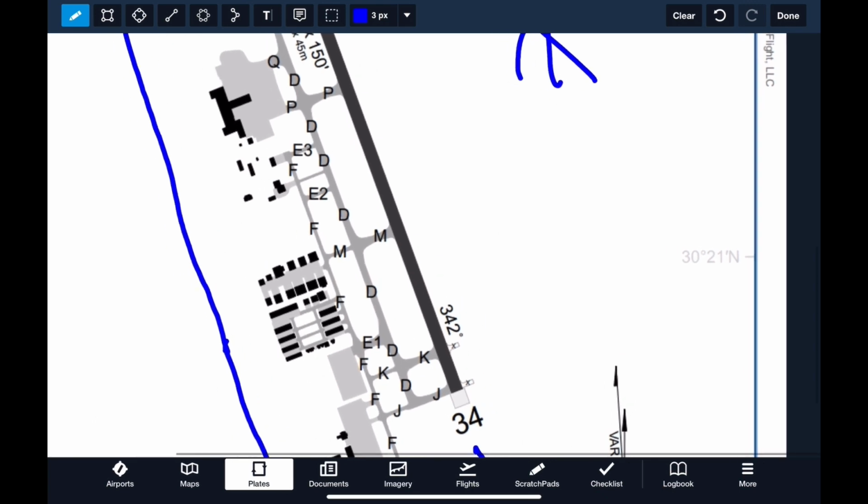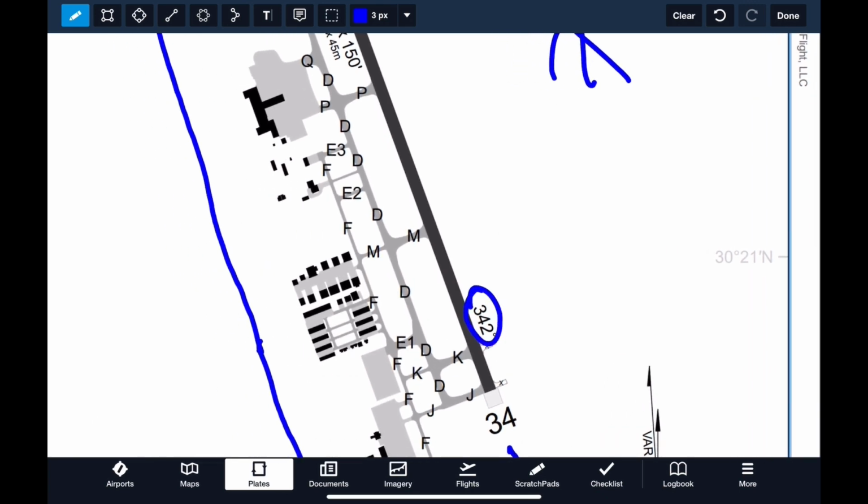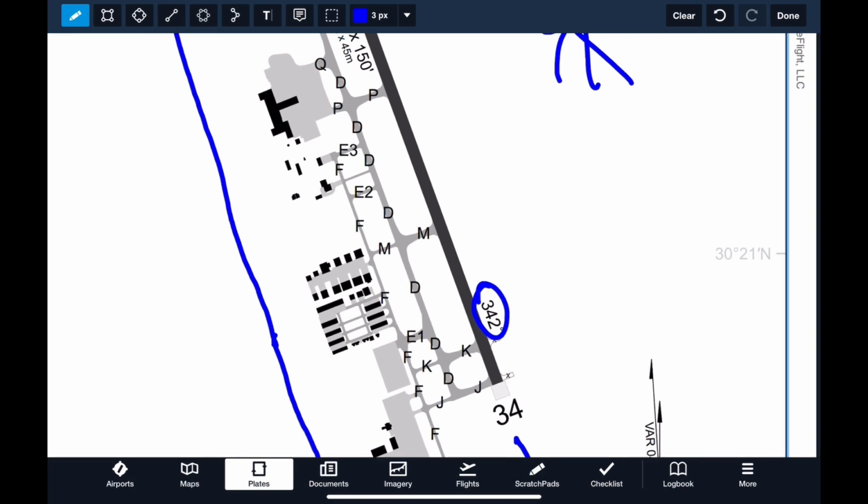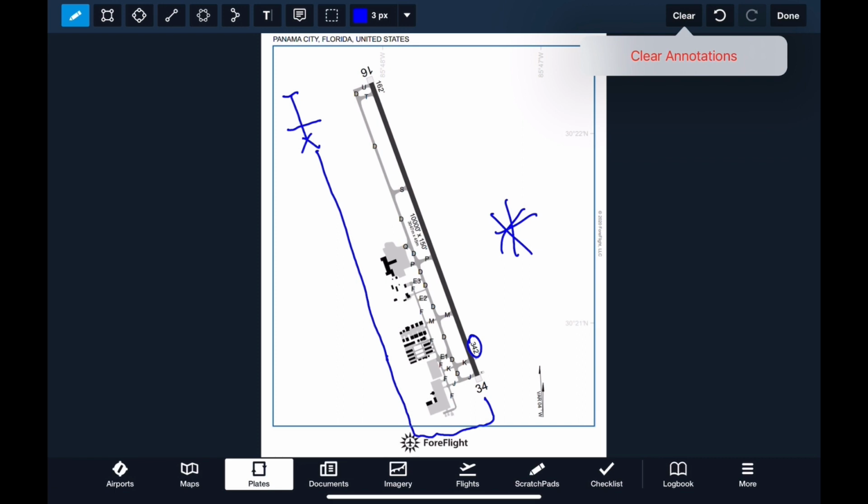They're actually going to be facing 342 degrees, but they always round these runway numbers to the nearest tenth. So if it's 342, they're just going to round it down to 340. You're never going to see runway 342 or anything like that. All right, going back to this question.